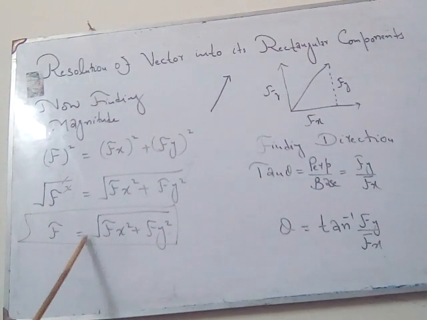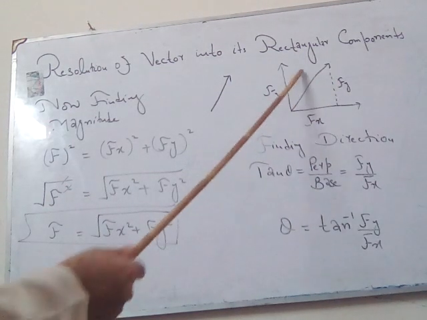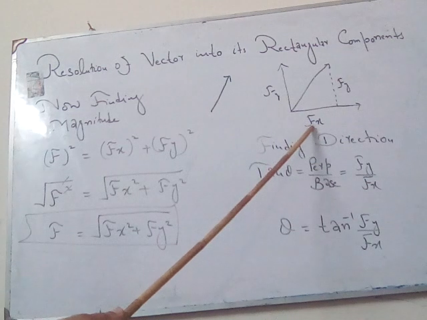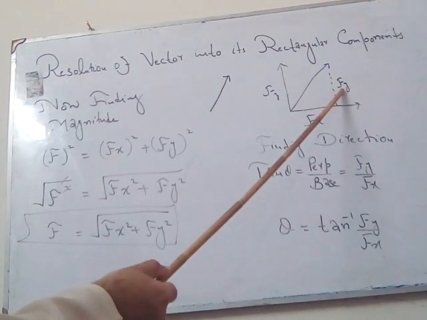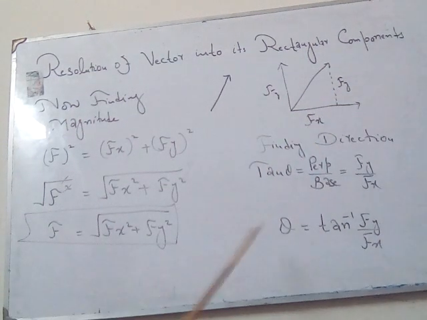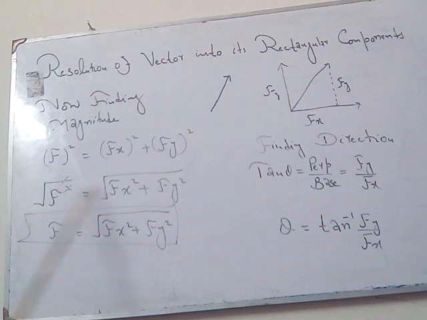Now this is the magnitude of this vector. So how do we find the value of this vector? We first find the value of Fx, that is Fx is equal to F cos theta. Then we find the value of Fy, which is Fy is equal to F sin theta. Then by the Pythagoras theorem, we use this equation to find the magnitude of this force F.